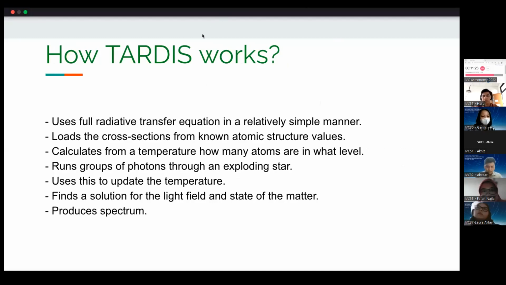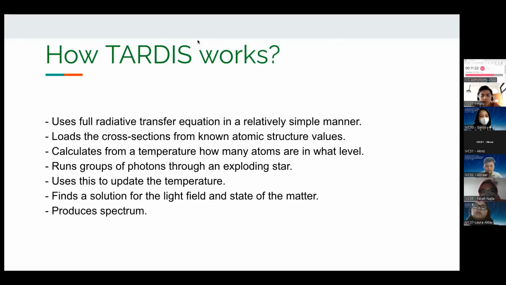It solves the radiative transfer equation in a relatively simple manner. It determines how much intensity goes down at a given wavelength, that's the cross section, from atomic structure values, and calculates from a temperature how many atoms are in what level, and runs a group of photons through an expanding star. It uses this to update the temperature, finds a solution for the light field and state of the matter, and then produces a spectrum.